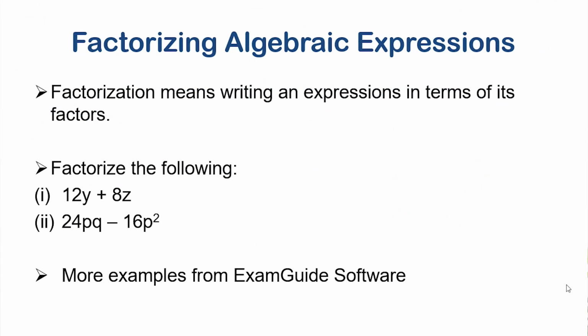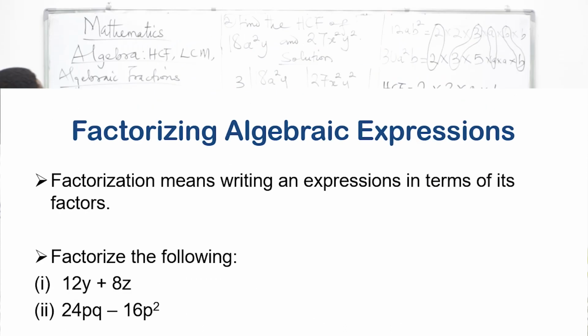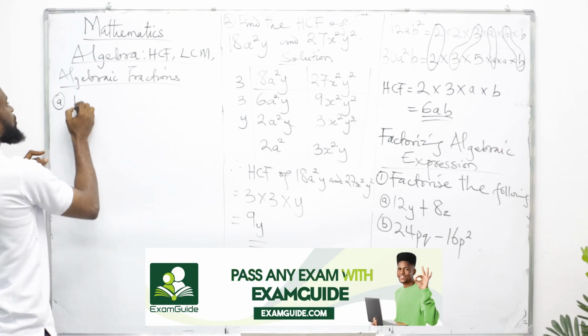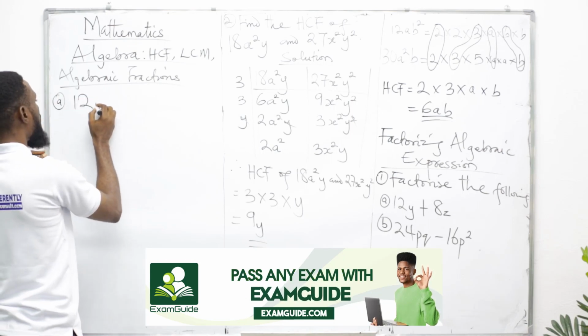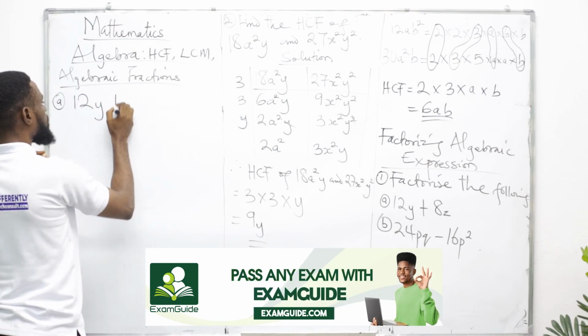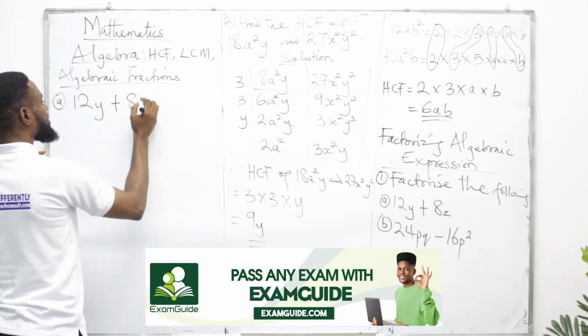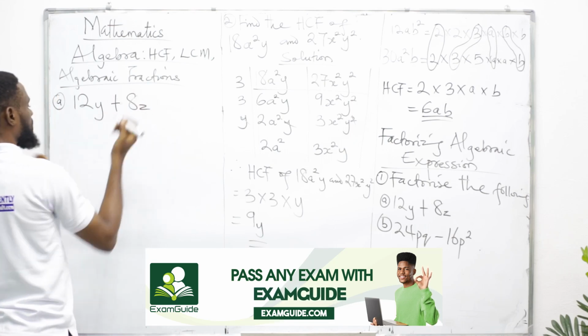Now I have here, factorize the following. Number 1. So they say we should factorize those 2 expressions. Okay. So let's have them factorized here. So we have the first one, A: 12y plus 8z. They say we should factorize this.